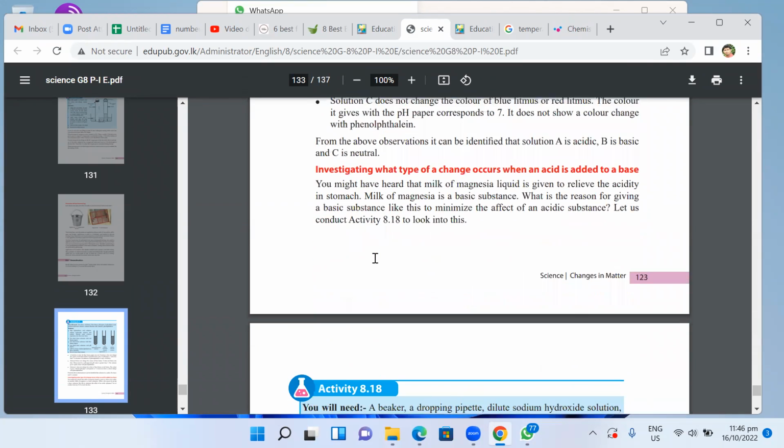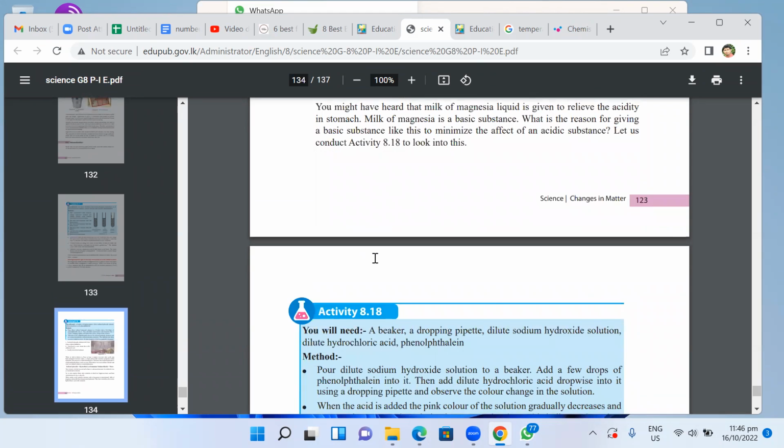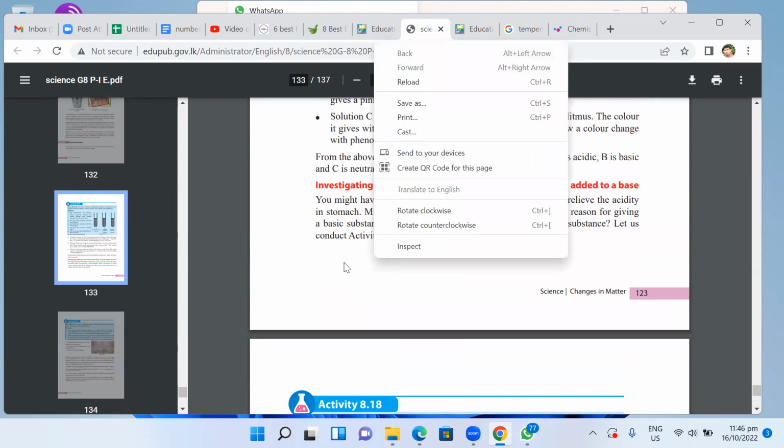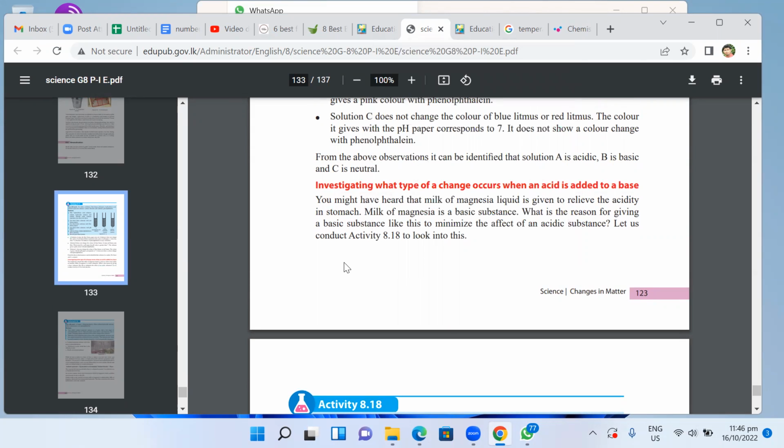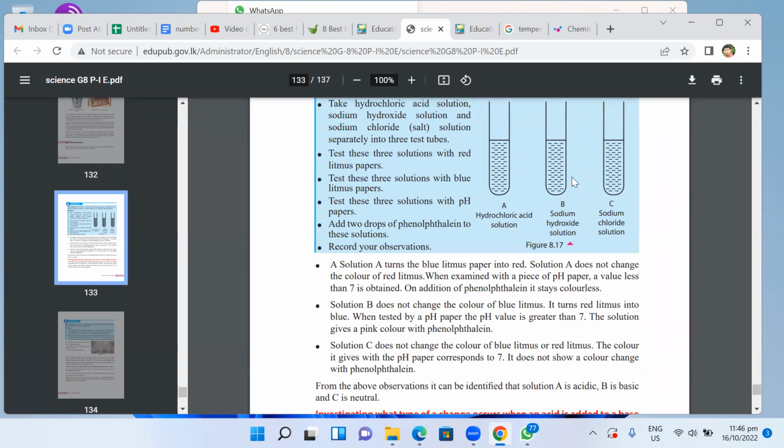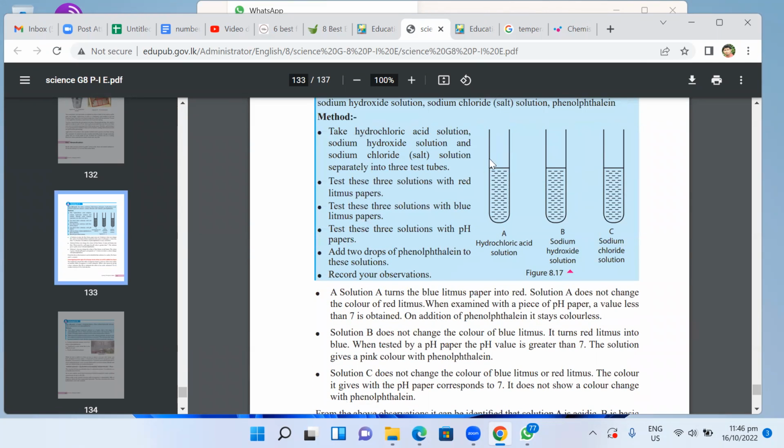When we react acid and base in proper proportions, it will neutralize. You can observe that using the same setup. If you put sodium hydroxide into hydrochloric solution, let's do it another way. Let's put phenolphthalein. Phenolphthalein will be pink in this solution. Then you can slowly add hydrochloric solution. At one point, the color will disappear. The reason is it will be neutralized.